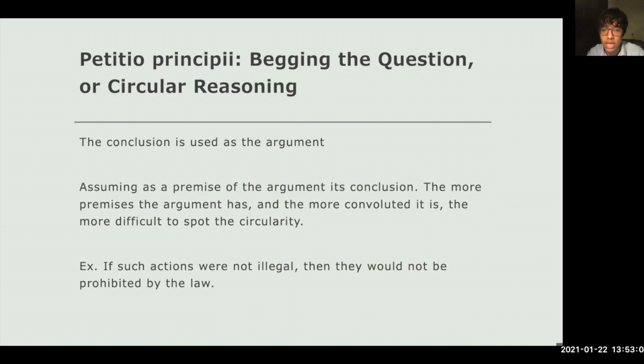If such actions were not illegal, then they would not be prohibited by the law. It's kind of repetition in some ways. So whenever you feel like an argument is being repetitive, always check for this fallacy.